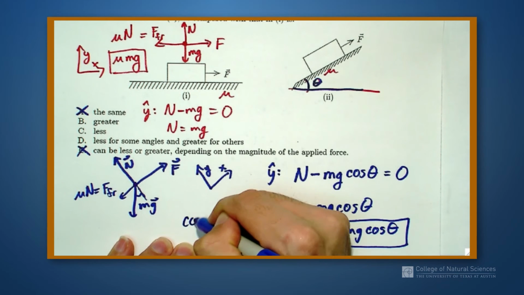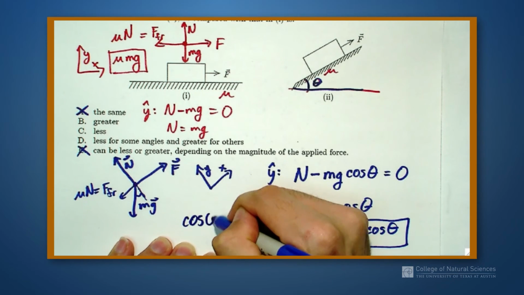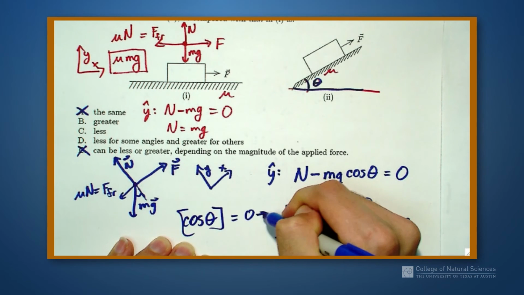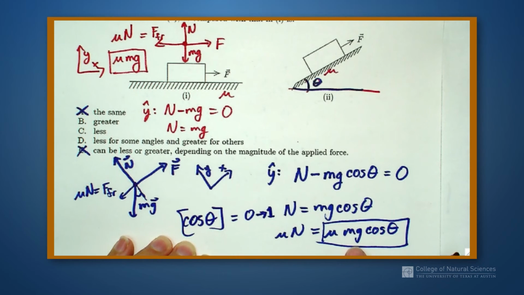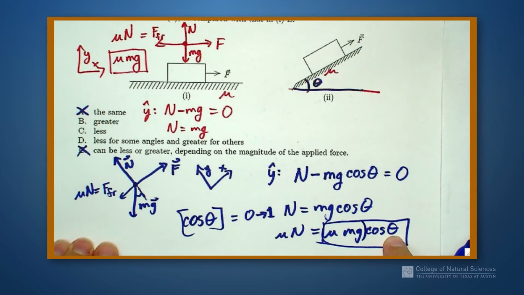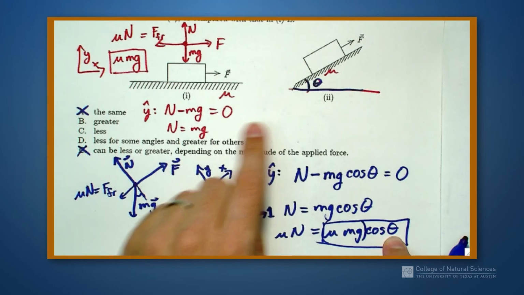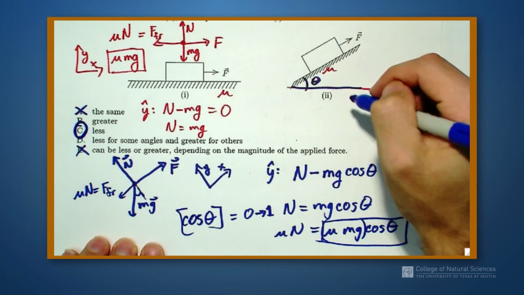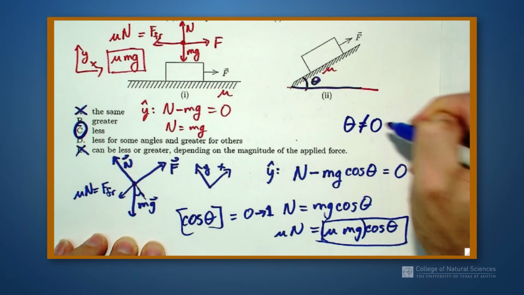We know that the cosine of theta will go between 0 to 1. So at 0 degrees, the cosine is 1, and at 90 degrees, the cosine goes to 0. So this number is always going to be equal to 1 or less, which means that case 2 is always going to be less than case 1 if there's an angle, assuming the angle is not equal to 0.